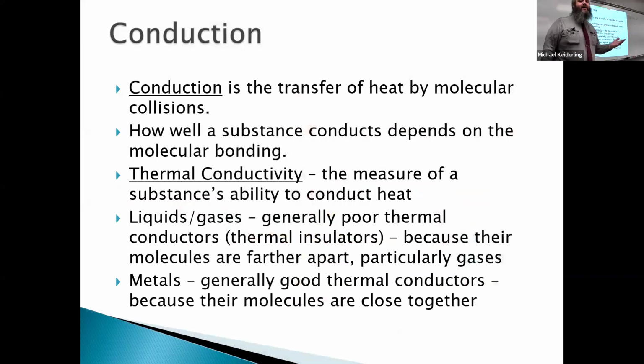Conduction is transfer of heat by molecular collision. It's when things are touching. How well a substance conducts depends on its molecular bonding. Metals conduct heat very well, which is why they feel cold. If you touch the faucet here, it's actually the same temperature as the desk. But if you touch the faucet or one of the metal things around here, it'll feel colder than the wooden desk, because it will pull heat away from your hands better than the desk will, because it conducts heat better.